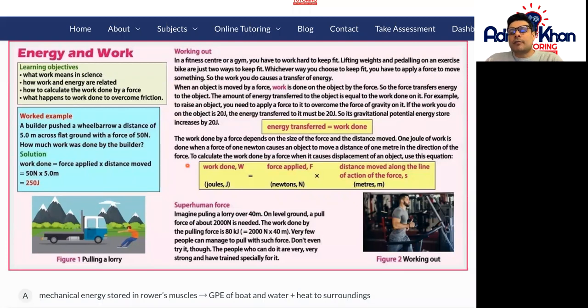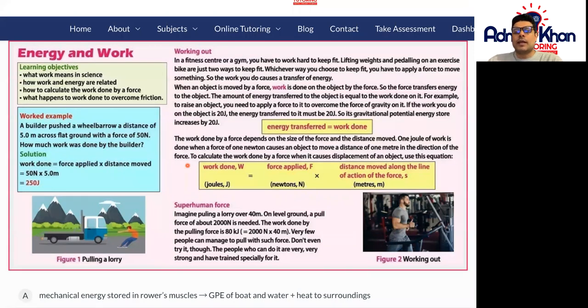The work done by a force depends on the size of the force and the distance moved. So 1 joule of work is done when a force of 1 newton causes an object to move a distance of 1 meter in the direction of the force. To calculate the work done by a force when it causes displacement of an object, you use the following equation. Energy, remember, is in joules and kilojoules.